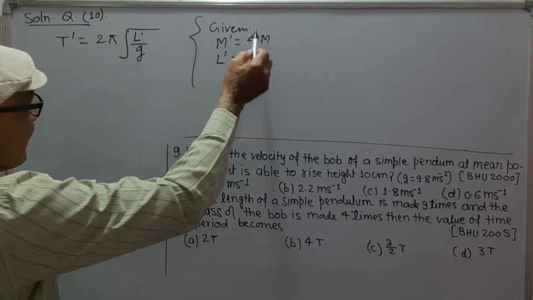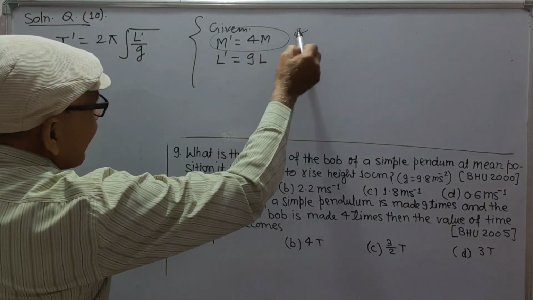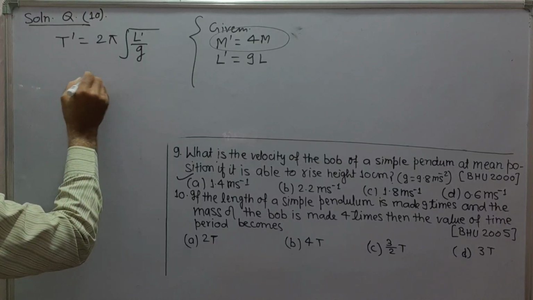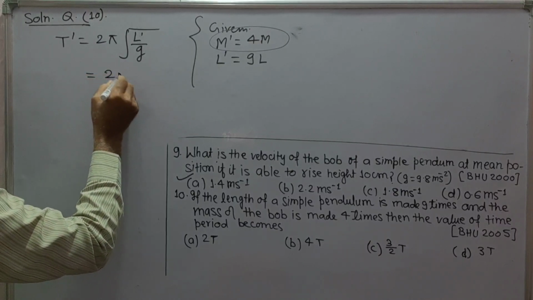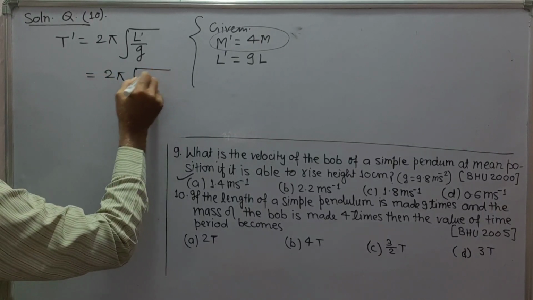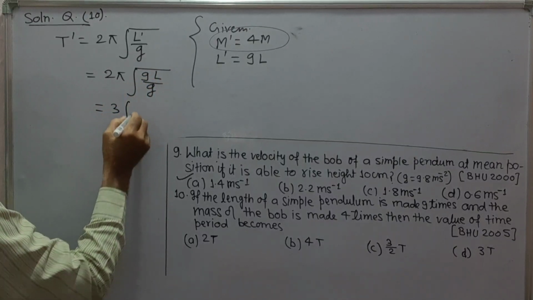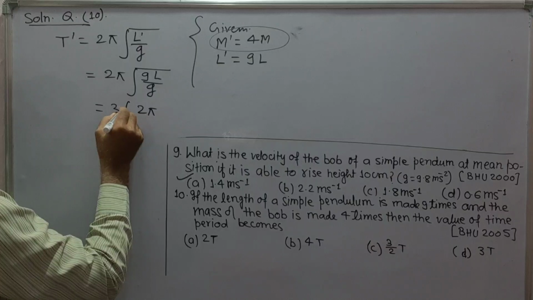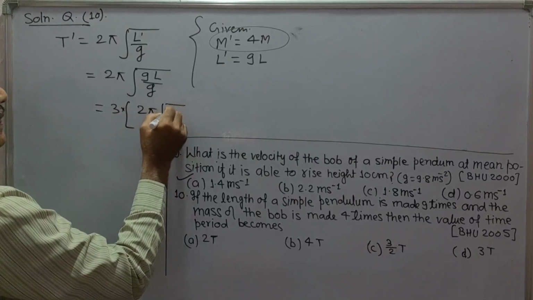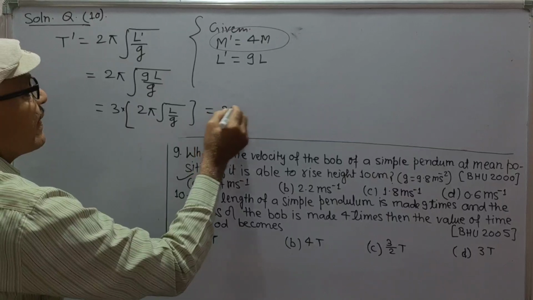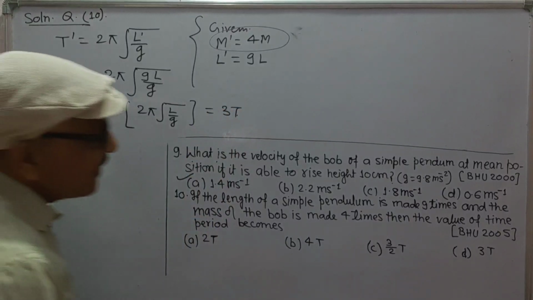Because time period does not depend on the mass of bob, therefore time period will be 2 pi under root 9L upon g, which is 3 into 2 pi under root L upon g, which is 3T. So the correct option will be D, 3T.